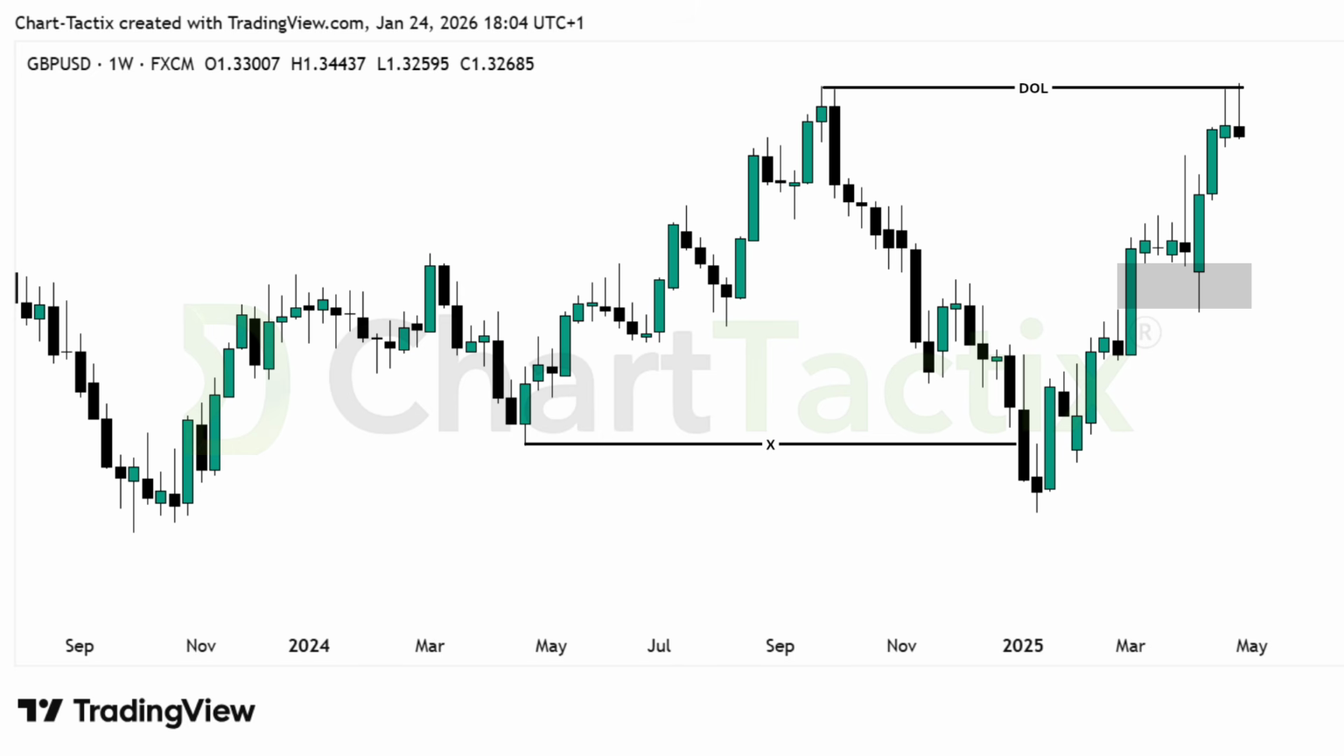This is exactly how I find my draws on liquidity, by simply understanding where price is coming from and using that to forecast where price is most likely to go next. Once you understand this and start practicing it on your own, you'll see yourself getting better and better over time.